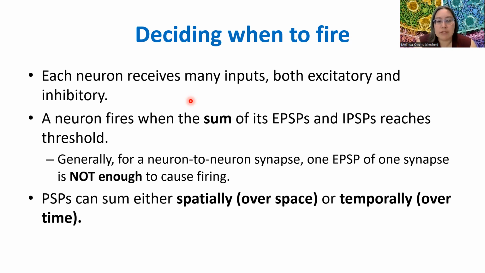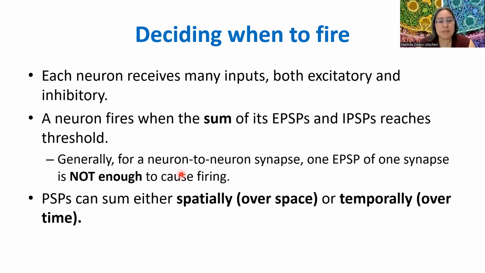Generally, for a neuron-to-neuron synapse, one EPSP at one synapse is not enough to cause a spike. It's different for muscles. Muscles, yes, it usually is. But neuron to neuron, no, it's not. You would need to have many summing together in order to reach threshold at the axon hillock in order to get an action potential.